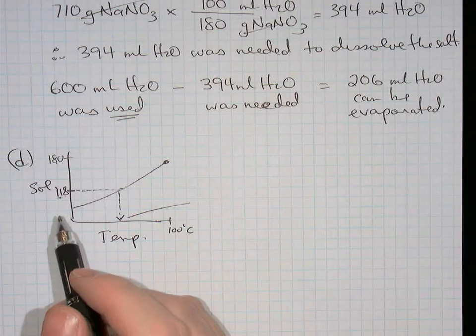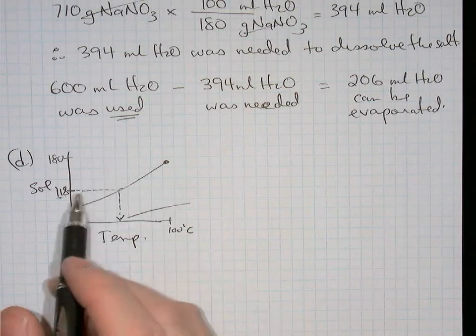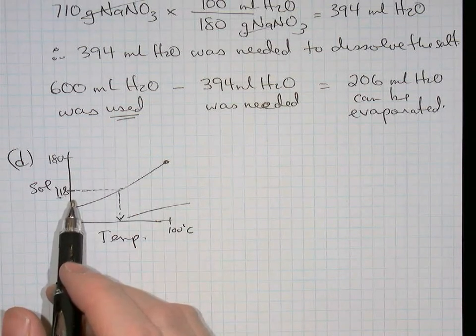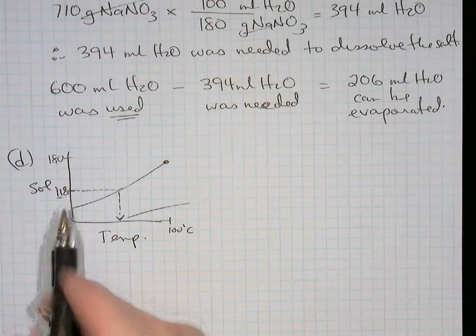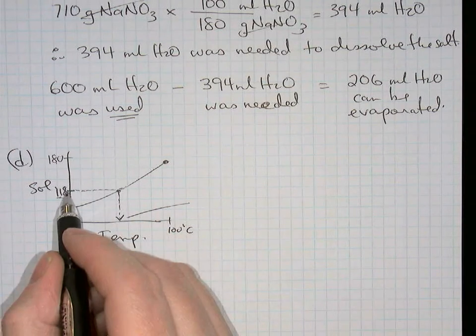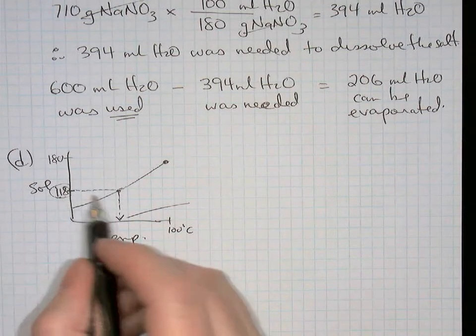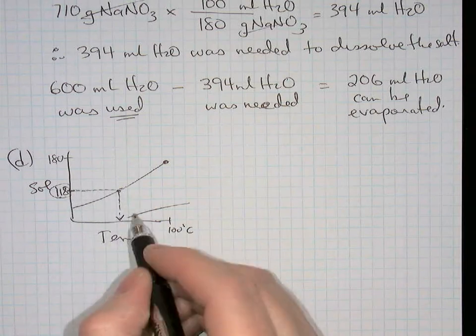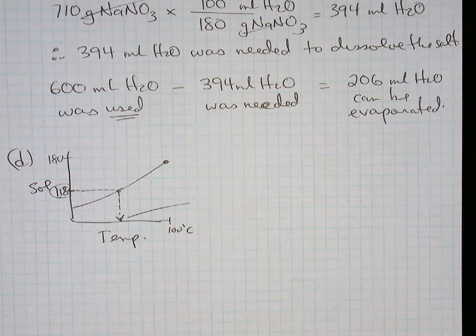Now it doesn't have to. Sometimes you can cool it all the way down to 0 and it still has a higher solubility than your concentration. But in this case, we can cool it down to this point, and now our solubility is 118, just like our concentration. So we just need to know what that temperature is.